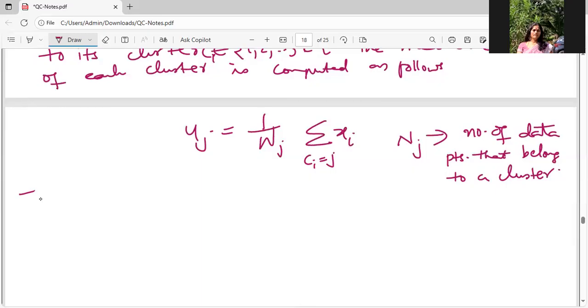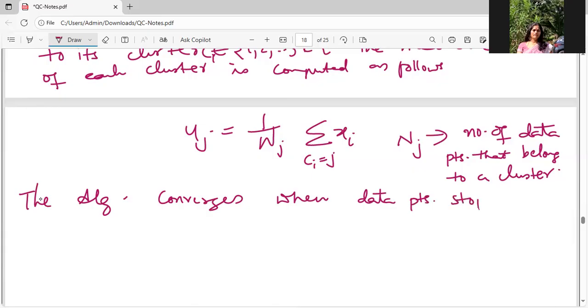I will just write the end of the procedure. The algorithm converges when data points stop changing their clusters over subsequent iterations.